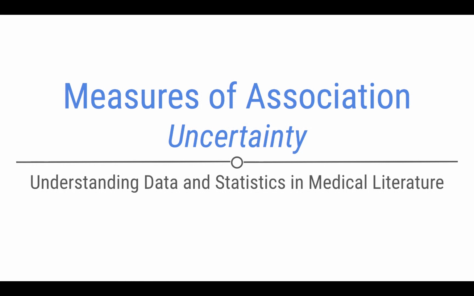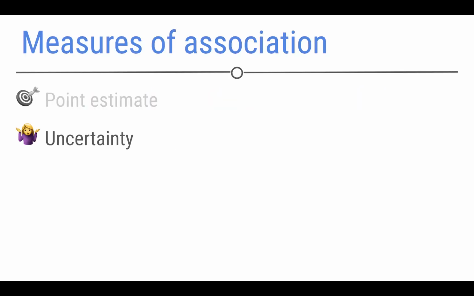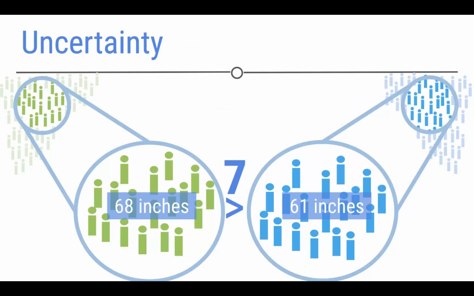All right, we've covered point estimates in the previous section, so now let's talk about uncertainty. Because these point estimates are generated from samples rather than from the entire population, there's some uncertainty associated with them. So we know that in our sample, the green folks are taller than the blue, but there's some uncertainty involved.